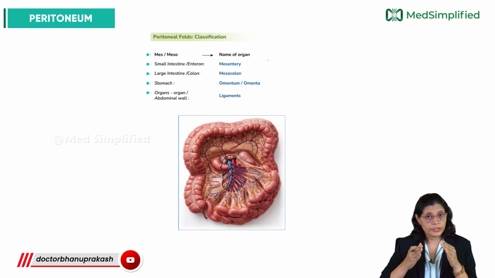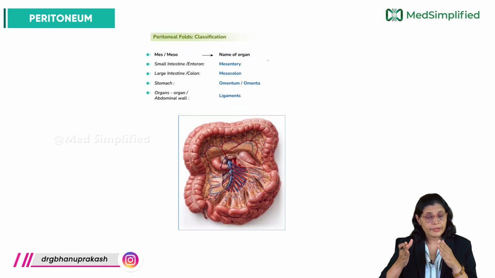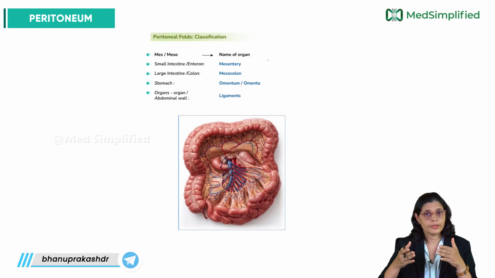The peritoneal fold which suspends the small intestine we call the mesentery; which suspends the transverse colon, we call the mesocolon; which attaches the liver to the lesser curvature of the stomach, we call the lesser omentum; and along the greater curvature we see the greater omentum. In addition, we also see the sigmoid mesocolon, which covers the sigmoid colon.